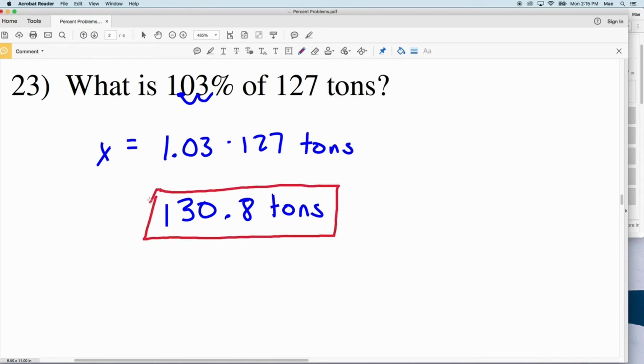So notice, again, since the percentage was greater than 100%, the decimal in turn is greater than 1, so we get a larger number when that percentage is multiplied to the 127.